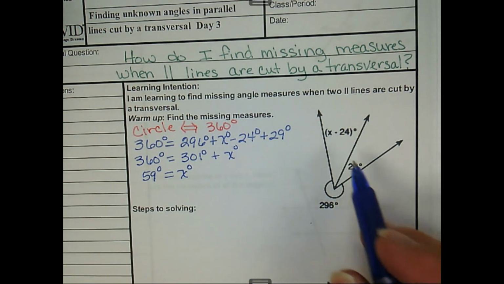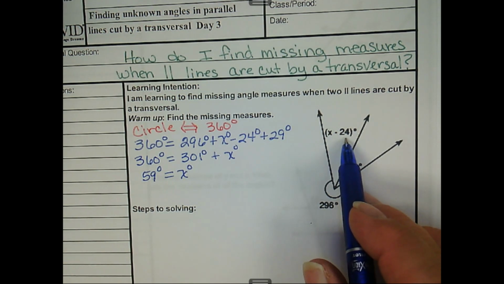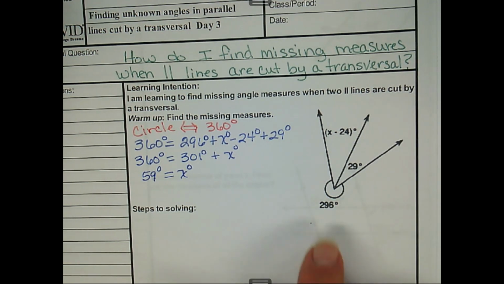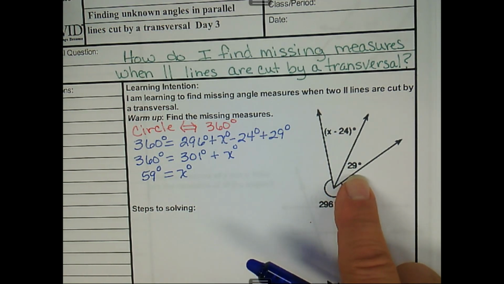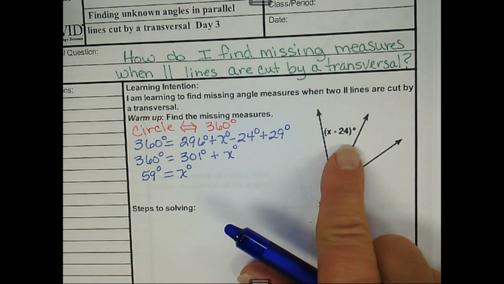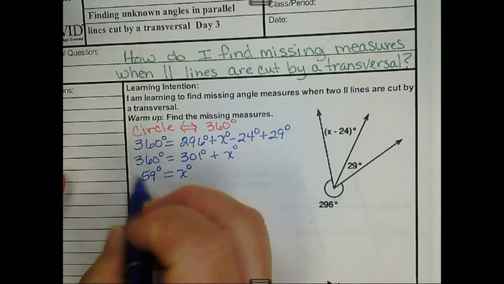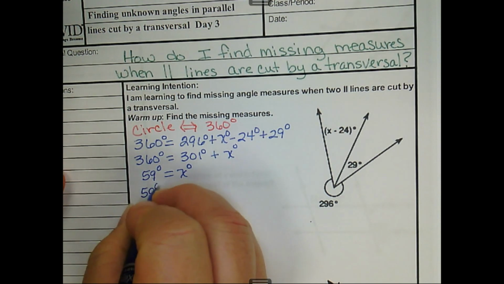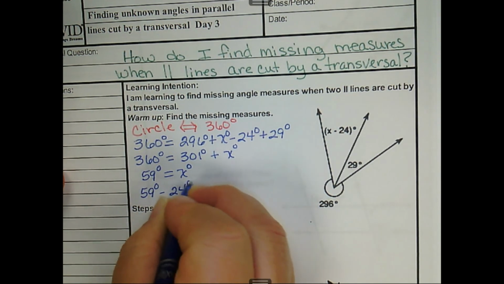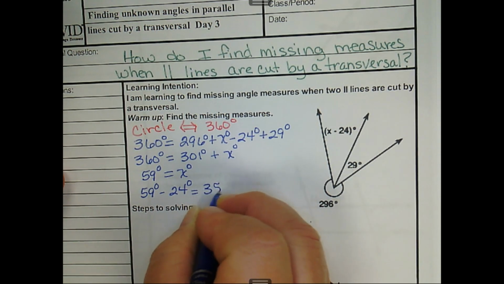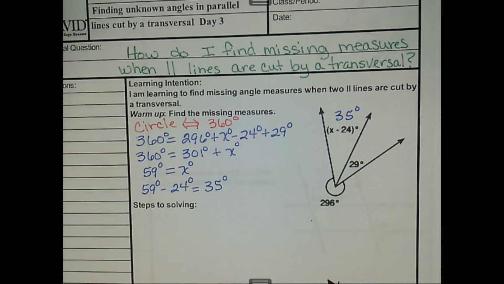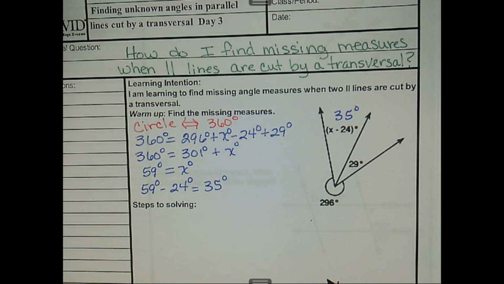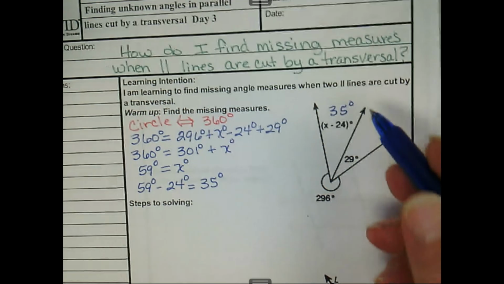Okay, I still need to find this angle. There's two ways I could do it. I could just take 360 minus 296 minus 29, and that would work. Or I can take 59 minus 24. So 59 degrees minus 24 degrees will give you 35 degrees. And you're done. That's the degree measure. X is 59, and that's the degree measure.